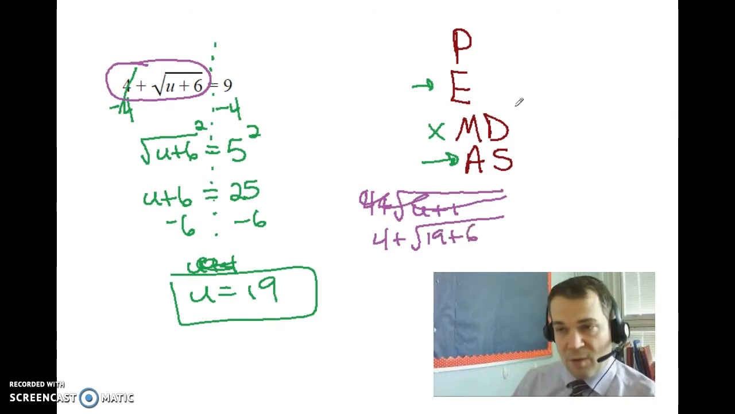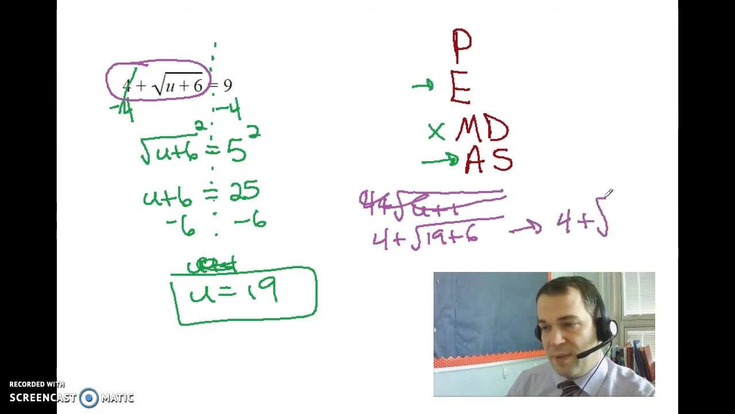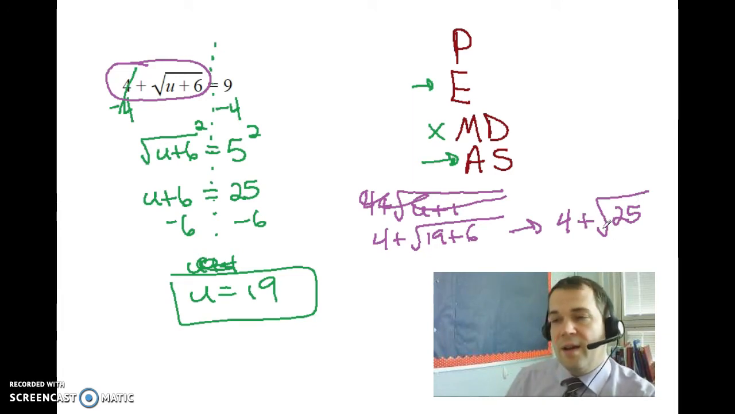And now we're not solving, we're actually just evaluating. So I'm going to do the regular old order of operations. I consider this kind of to be like a parenthesis or a grouping symbol. So I've got to figure out 19 plus 6. So this will turn into 4 plus the square root of 25. Of course, the square root symbol is still there. I'll take care of this exponent-y, square rooty thing next. The square root of 25 is 5. I'll get 4 plus 5. 4 plus 5 makes 9.